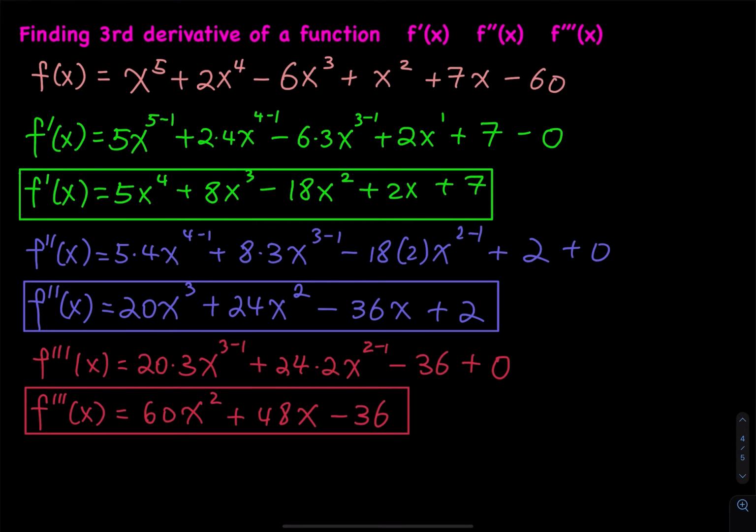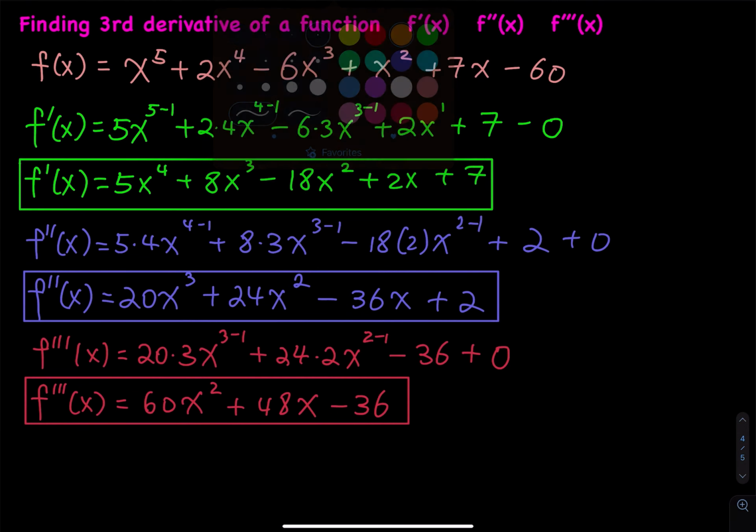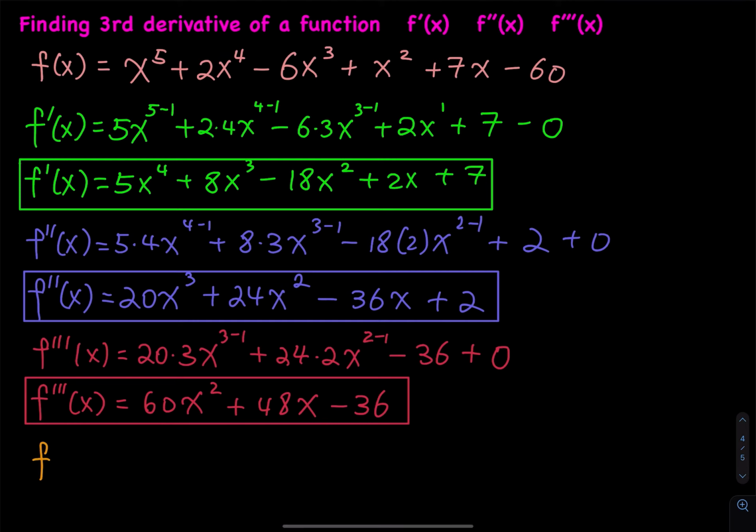Can we go one more step? Can we go to the fourth derivative? The answer is absolutely yes. For the fourth derivative, you are not going to write 4 prime, just write a 4 in parentheses. That tells me you are doing the fourth derivative. So you bring the 2 down, 60 times 2 is equal to 120x, and then the derivative of 48x is equal to 48. So this is the fourth derivative.